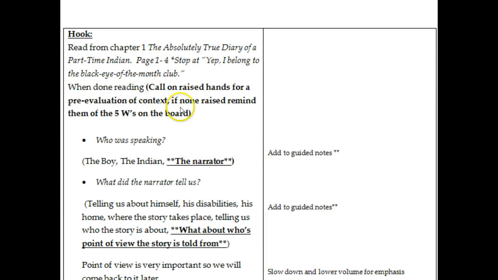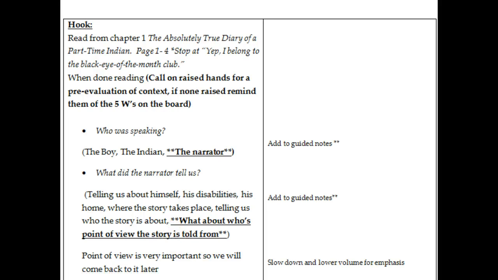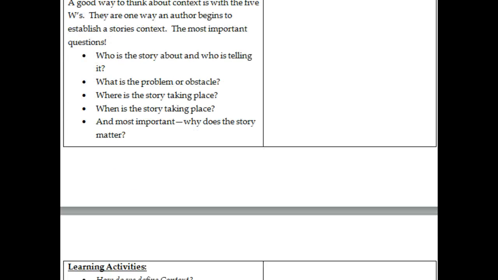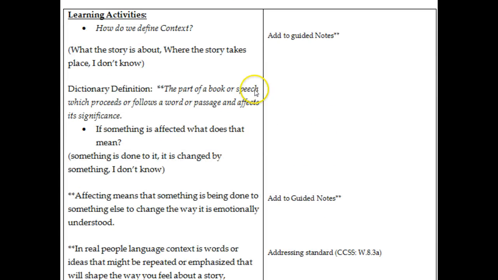Reading out loud to them so that they have the right intonation and vocabulary as they're going through that, really good. Cueing them, like who was speaking. Remember, that's the narrator. What did he tell us? Remember, that's point of view. Really nicely done. I like that a lot. So now that you've got them scaffolded into that piece, you move them on to something more abstract, the context. And you give them both the dictionary definition, and then you dig deeper into that definition with affecting means, real people language. Nicely done so far.